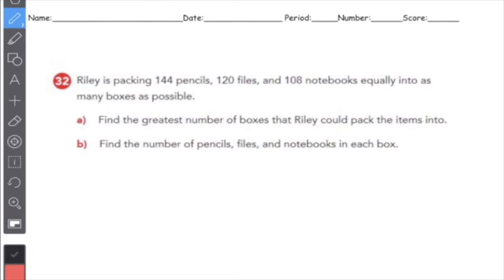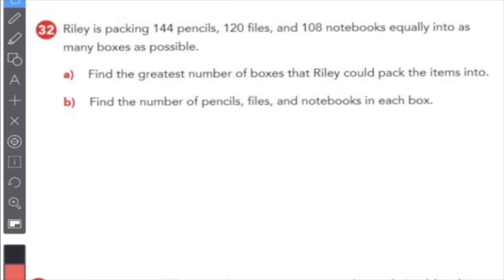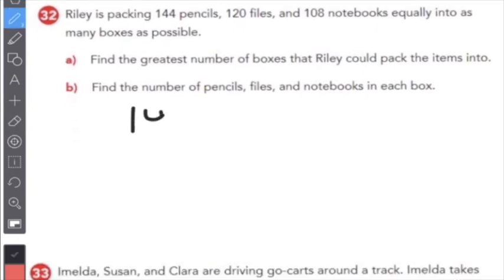All right, so this one. Riley's packing 144 pencils, 120 files, 108 notebooks, equally into as many boxes as possible. So what you need to do for this is find the greatest number of boxes that Riley could pack the items into. So we're going to find the GCF of this. So I'm going to do 144, 120, and 108 and do a division ladder.